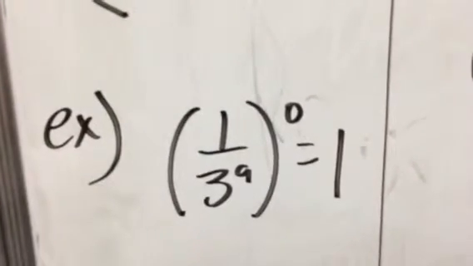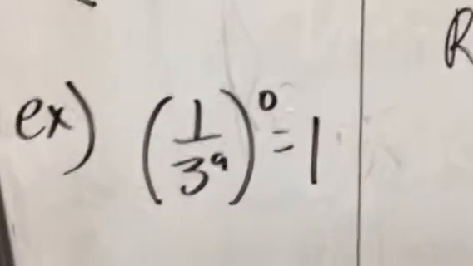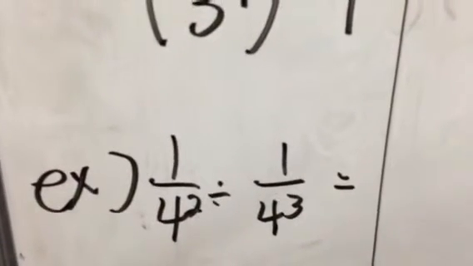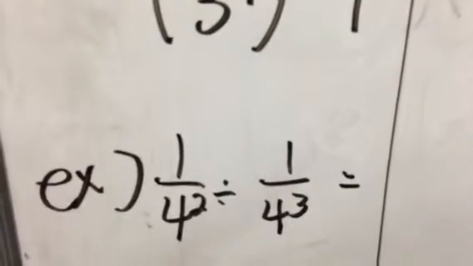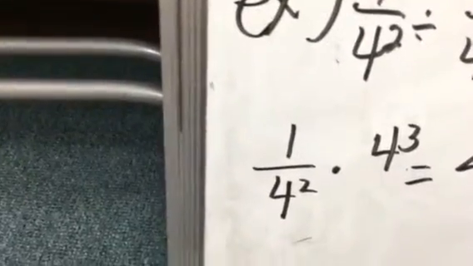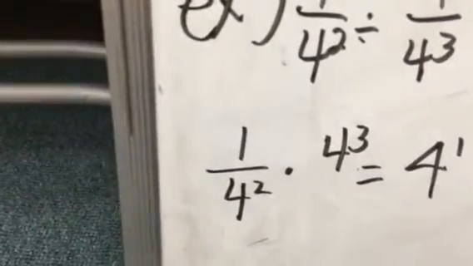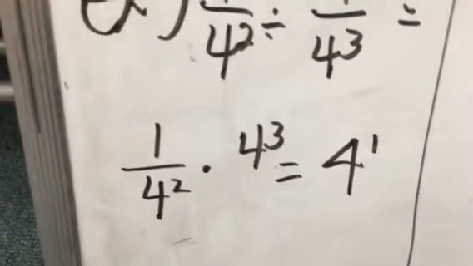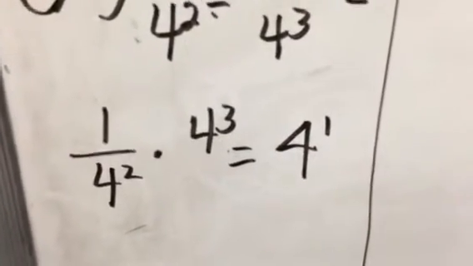Okay, how about 1 over 3/9 all brought to the 0th power? Anything brought to the 0th power is always 1. Please memorize that. And then you have 1 over 4 squared divided by 1 over 4 cubed. You should see that division with a fraction and know you have to take the reciprocal. That becomes 1 over 4 squared times 4 cubed, and that just equals, you subtract the 3 minus 2, and you get 4 to the 1, or 4.